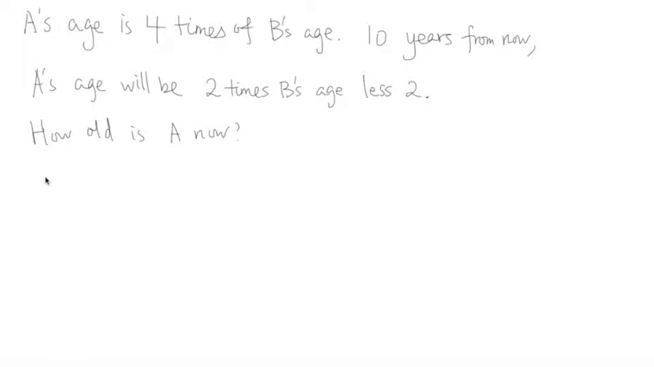Let's draw A and B, the age for A and B, and use this little piece for B, and then A is 4 times. 1, 2, 3, 4. Okay, so this graph is simple enough. But what about 10 years from now? 10 years later.